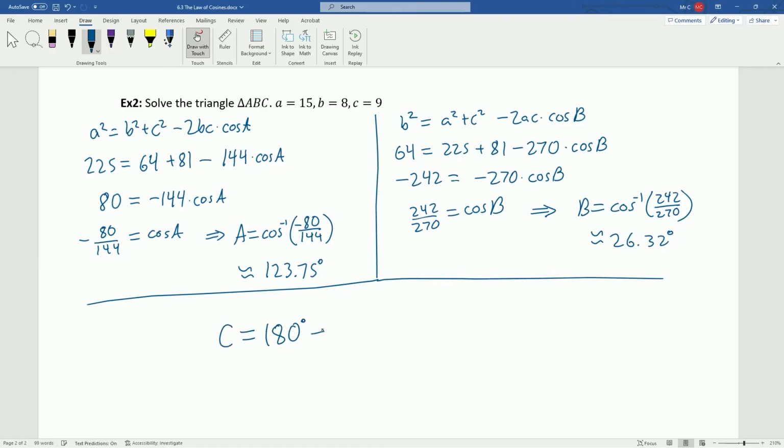Well, if I've got those two values for my other angles, I can always find my third angle, of course, by subtracting them from 180. And this gives me approximately 29.93 degrees. All right, and all I was missing was my three angles, and now I found all of them, so I'm done.